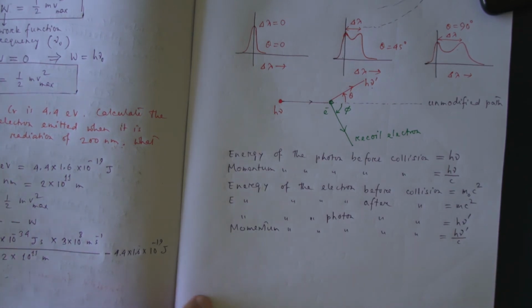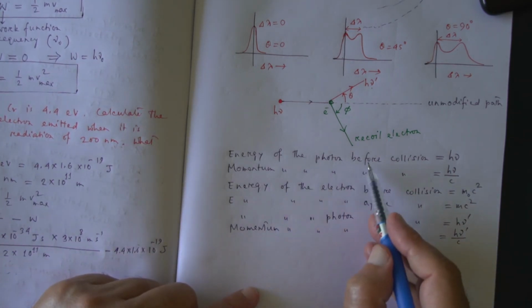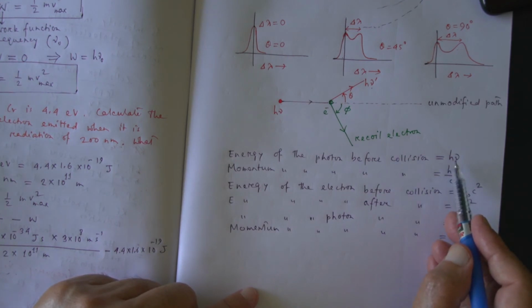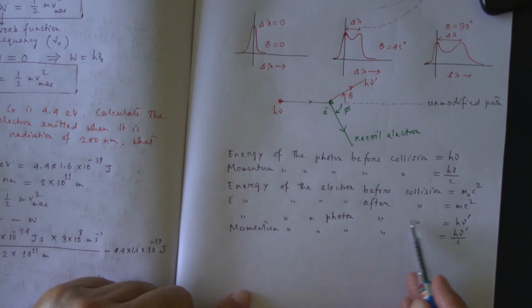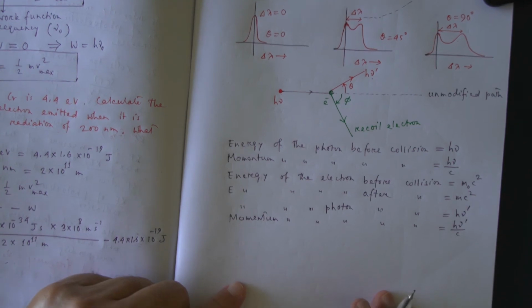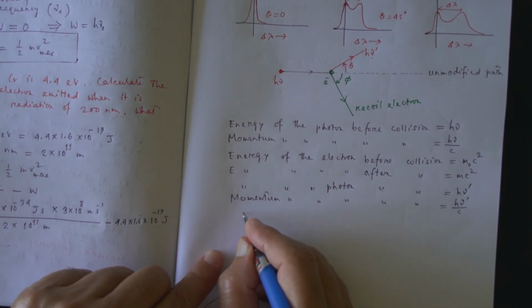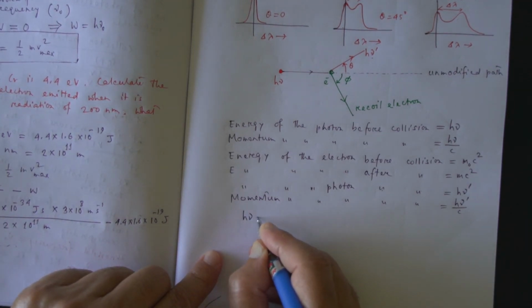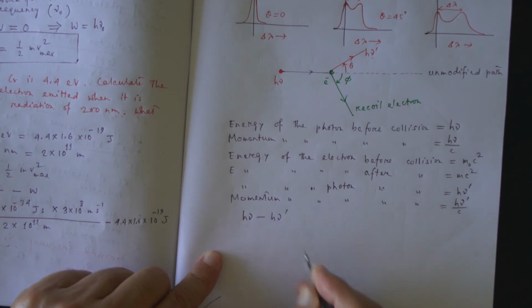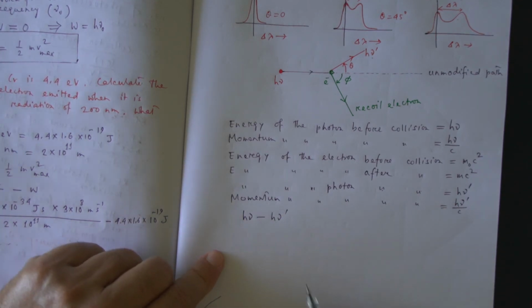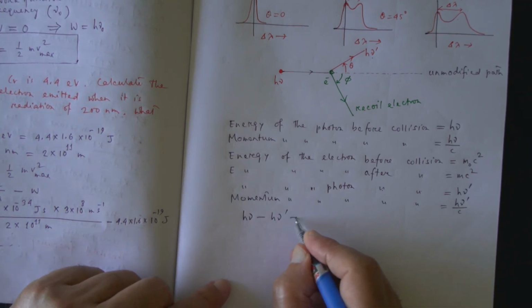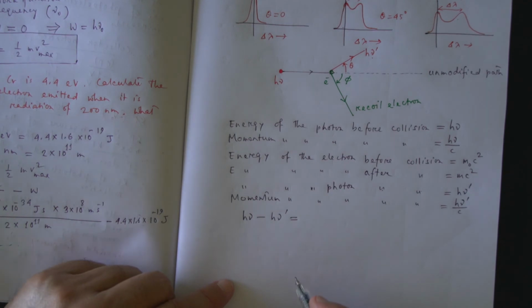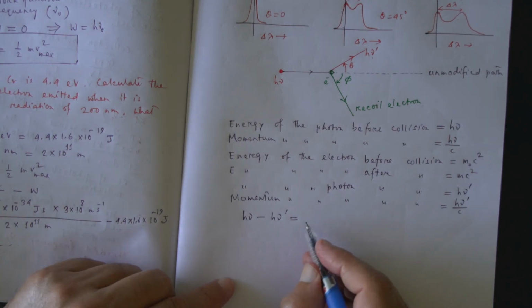Okay, so what is the energy of the photon before collision? H nu. After collision, what is the energy? H nu dash. So what is the energy change of the photon? Energy change of the photon is h nu minus h nu dash. Okay, this is the energy change of the photon, and this much energy is received by the electron.